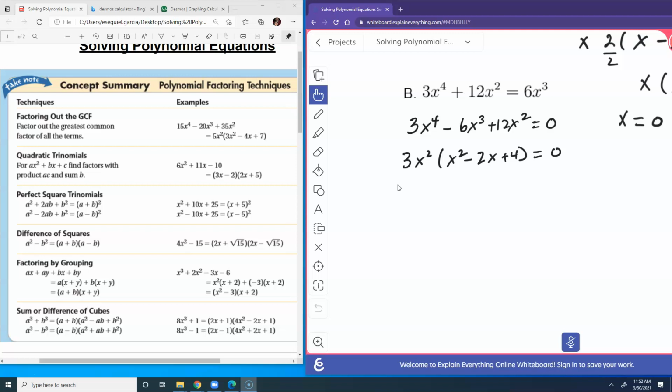Now I can divide by 3 on both sides. So you have x squared times the quantity x squared minus 2x plus 4 equals 0. So I have 2 times 2. That's not going to work. 4 times 1 is not going to work. So it looks like it's going to be imaginary. So we have x equals 0, and that's a multiplicity of 2.